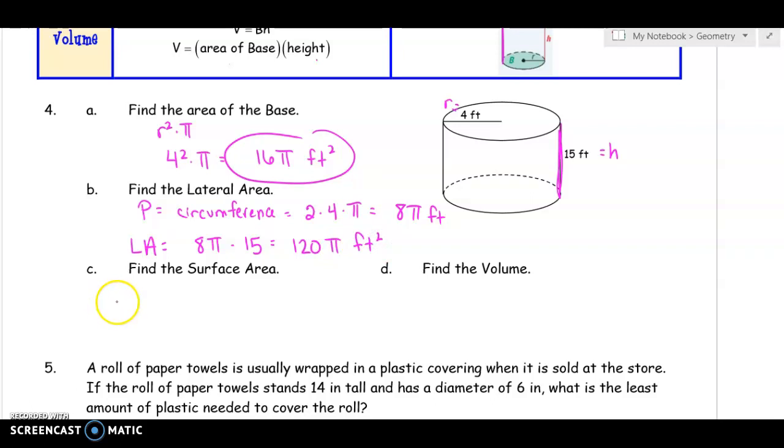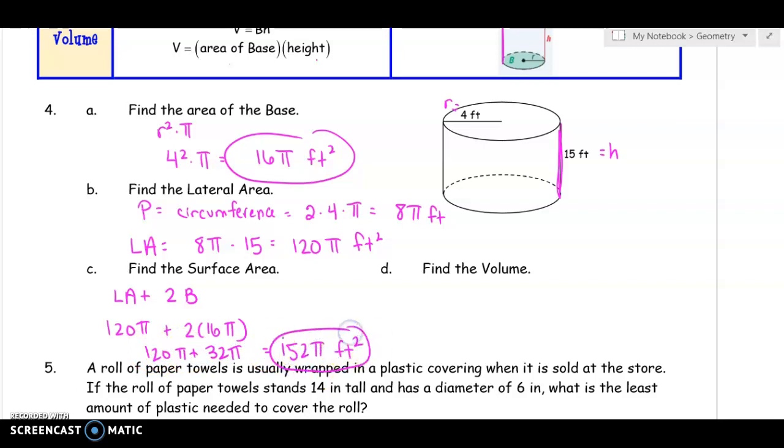The surface area is going to end up being the lateral area plus 2 times the area of the base. The lateral area is 120 pi. The area of the base we already did, 2 times 16 pi. So you end up with 120 pi plus 32 pi. Just add them together, you get 152 pi, and the units are square feet. The volume is going to be the area of the base times the height. The area of the base is 16 pi. The height of the prism is 15. Multiply those together, you get 240 pi cubic feet.